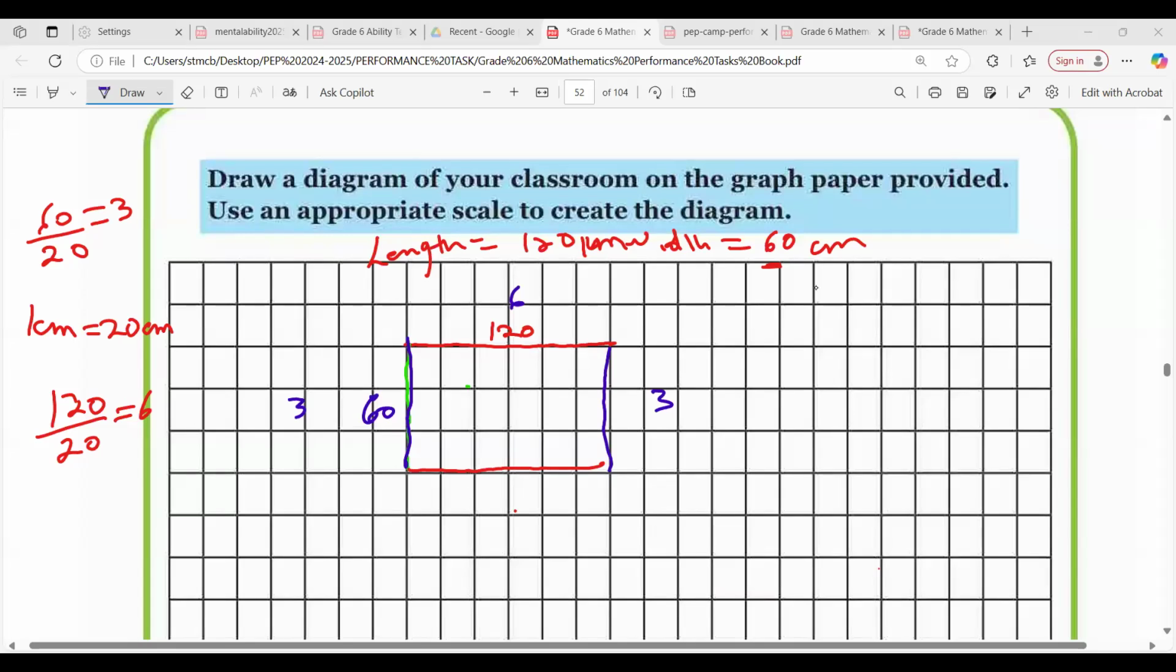All right. So this would be the measurement, right? And of course, it will be 6 units across and so on.